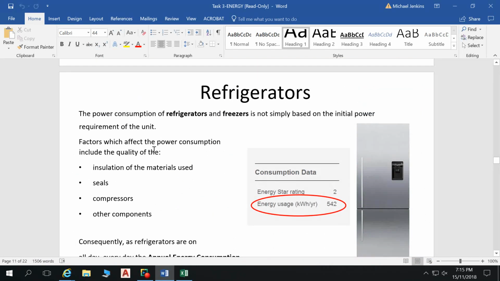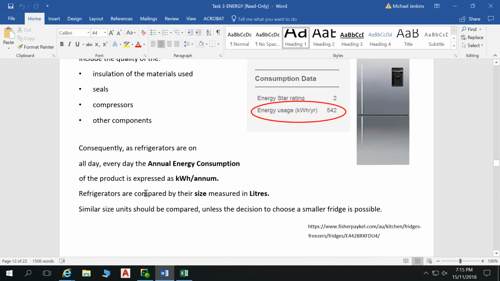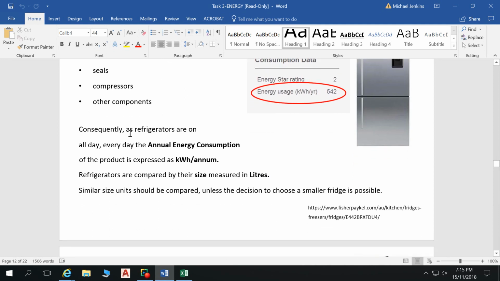So here we go. Factors which affect power consumption include the quality of the insulation materials used, the seals, the compressors, and other components. Because refrigerators are on all day, every day, the annual energy consumption of the product is expressed as kilowatt hours per annum. Refrigerators are compared by their size, measured in litres. Similar size units should be compared unless the decision to choose a smaller fridge is possible.